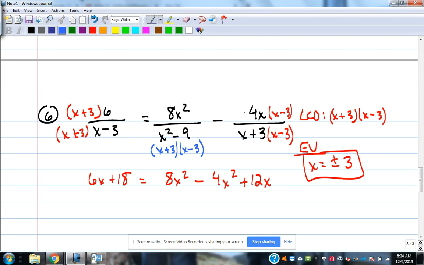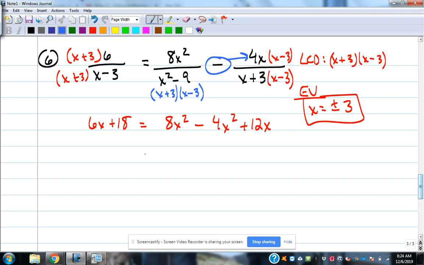Okay. And again, that minus sign, you tie it with the 4x there. Tie it with that numerator. All right, simplify: 4x squared, and then I'm going to move the 6x and the 18. 4x squared plus 6x minus 18 is equal to 0. I'm getting it equal to 0 because it's got a variable with an exponent on it.